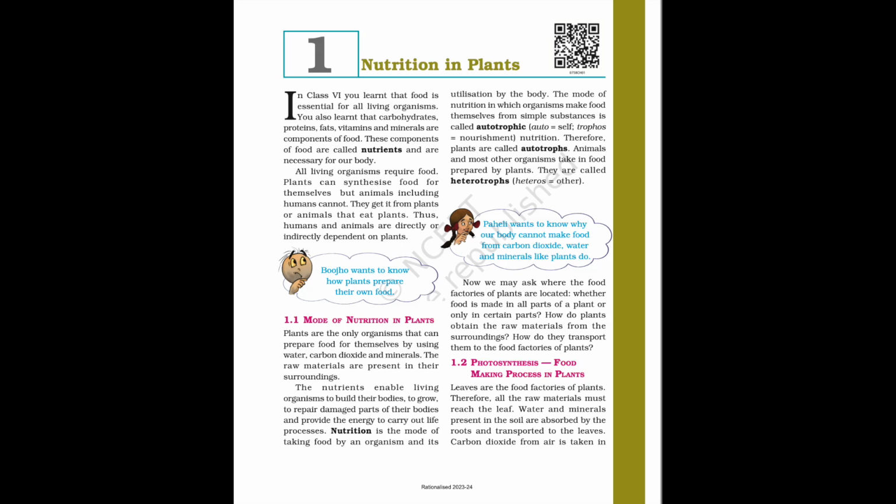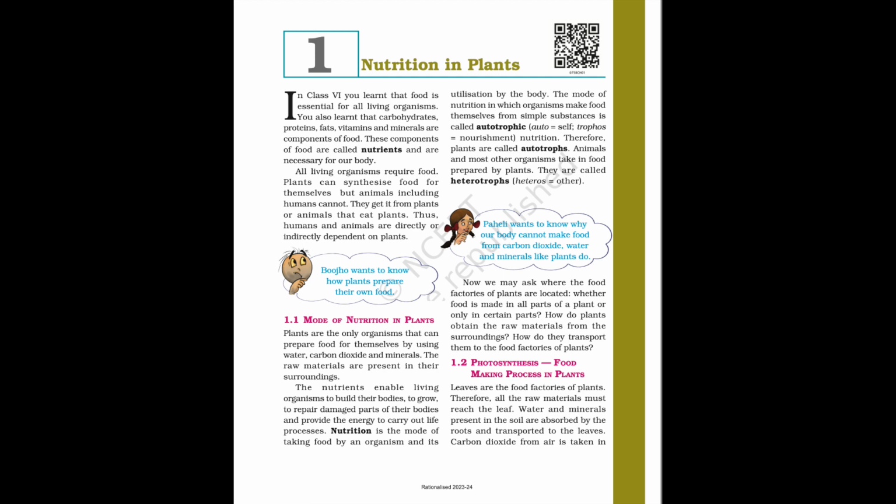Hello, friends. We are in chapter 1, and the topic is nutrition in plants. In class 6th, you learned that food is essential for all living organisms. You also learned that carbohydrates, proteins, fats, vitamins, and minerals are components of food. These components of food are called nutrients and are necessary for our body.